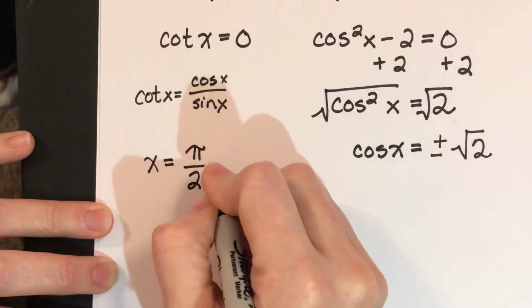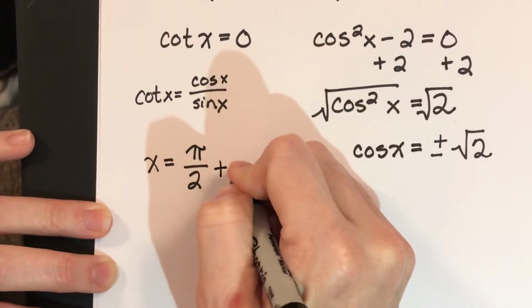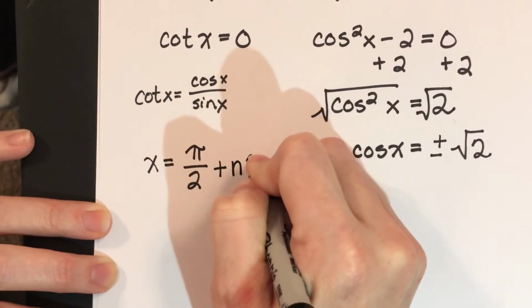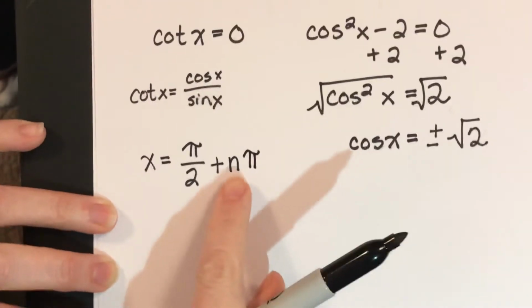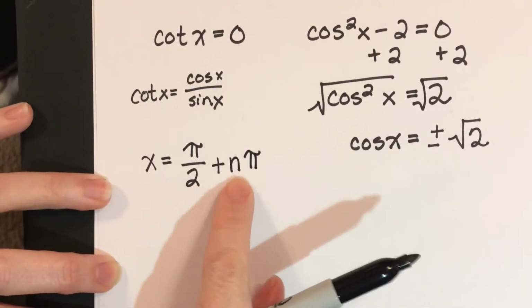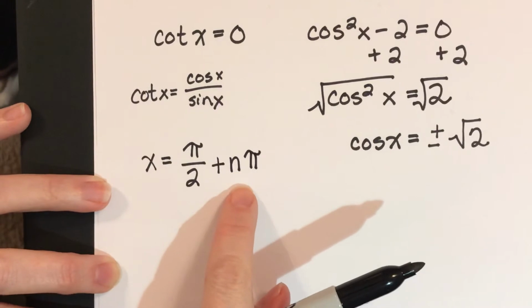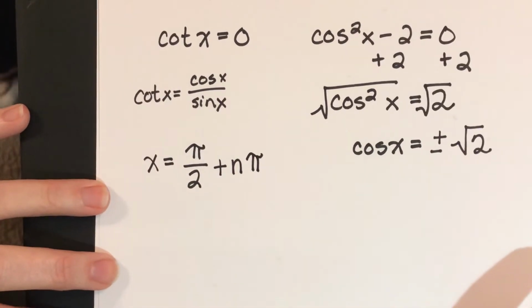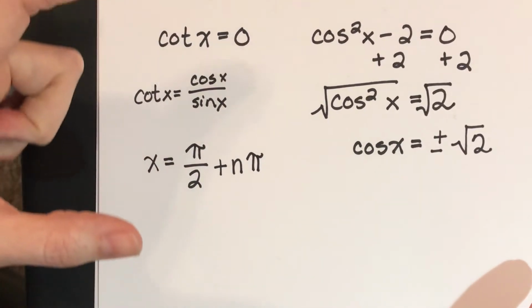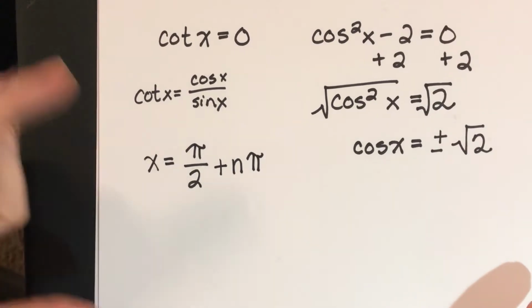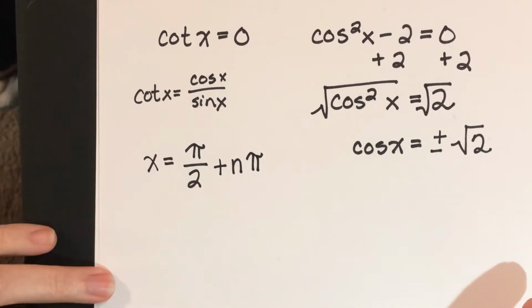So pi over 2 plus any number times around that period, which would be, remember, for cotangent and tangent, the period is just the length of pi. Because the top half is going to be mirrored by the bottom half, so just pi is fine.